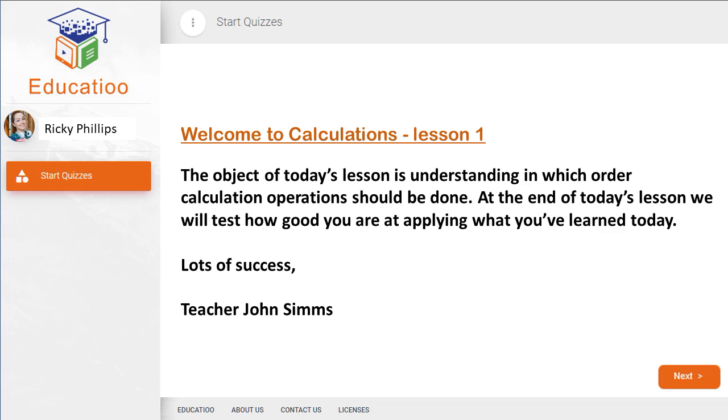The object of today's lesson is understanding in which order calculation operations should be done. At the end of today's lesson, we will test how good you are at applying what you've learned today. Lots of success. John Sims.